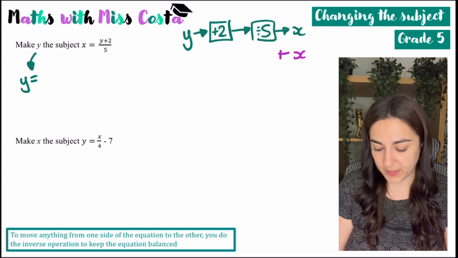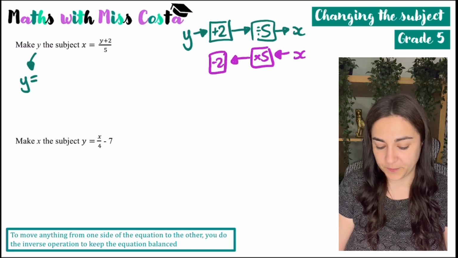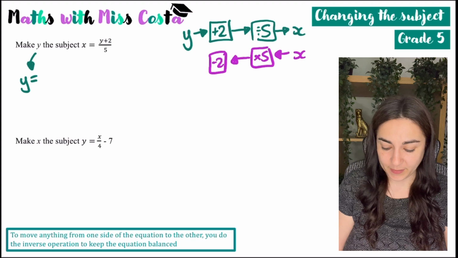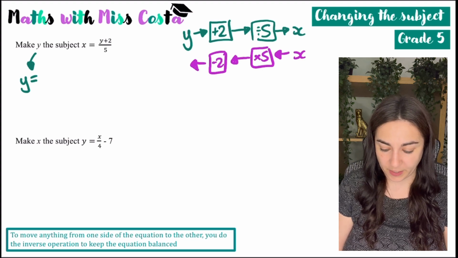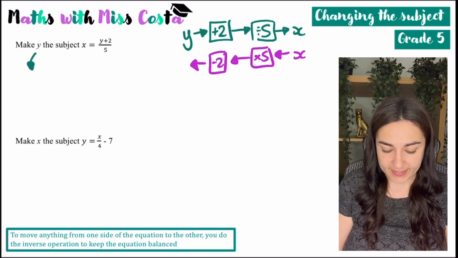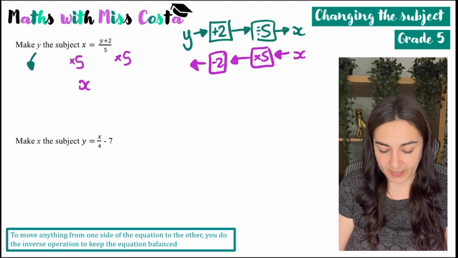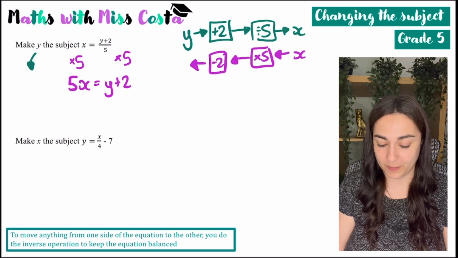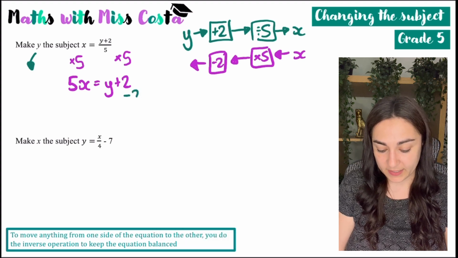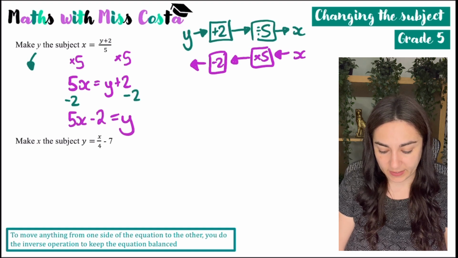So what I want to do is the inverse of that. The inverse of dividing by 5 is timesing by 5. The inverse of plus 2 is minus 2. So I'm going to need to do x times by 5, take away 2, and that is going to give me my inverse. So let's start by doing that. I know that the first step is to times both sides by 5. So 5x equals y plus 2. And the next step would be to subtract 2. So 5x take 2 equals y.